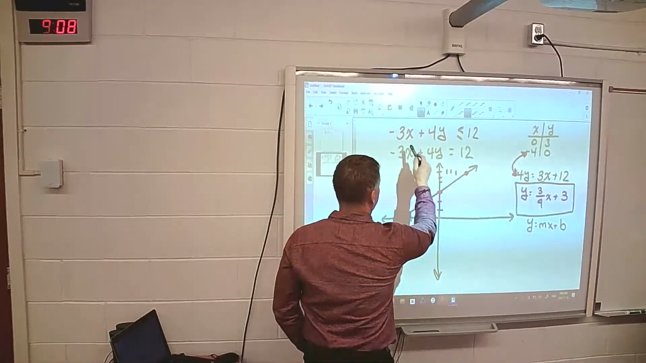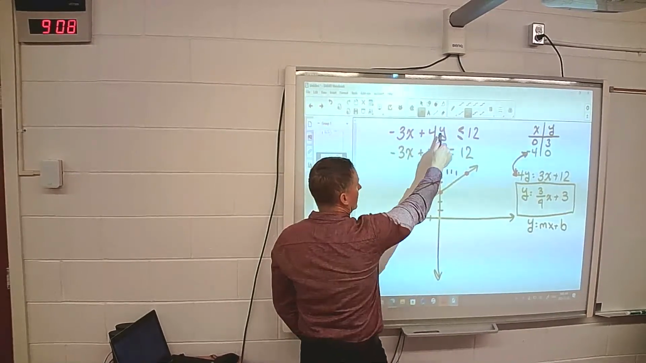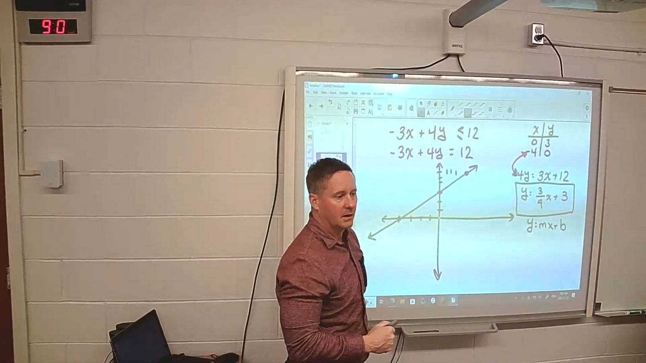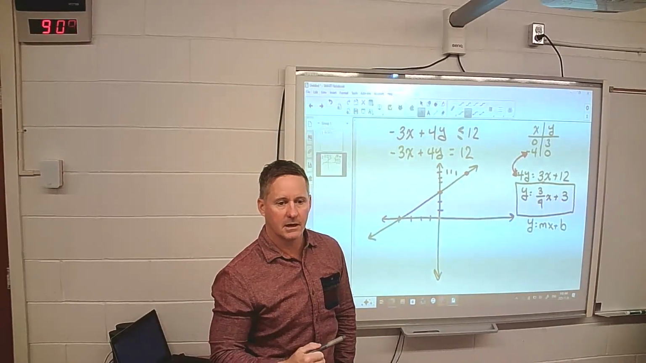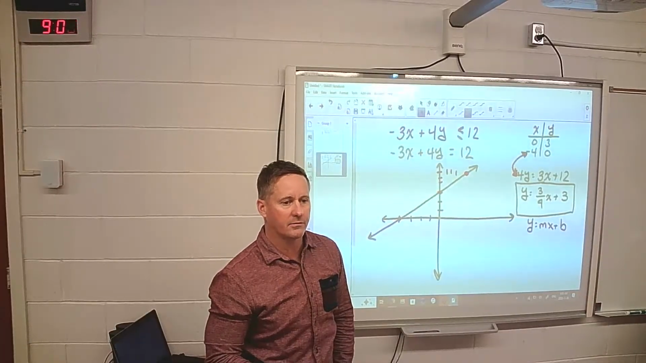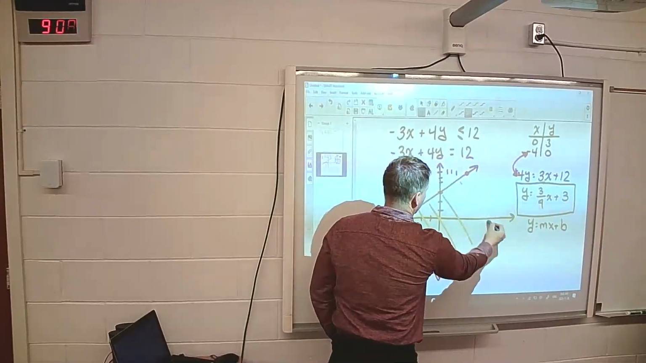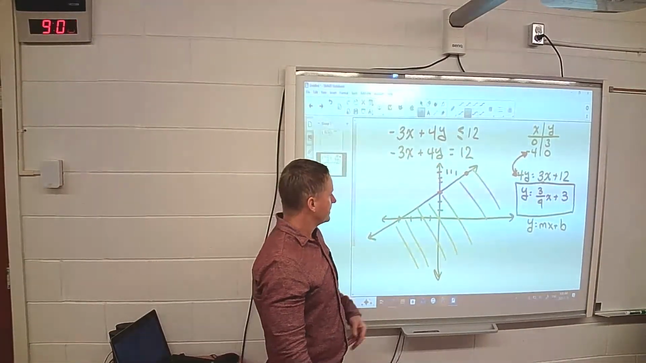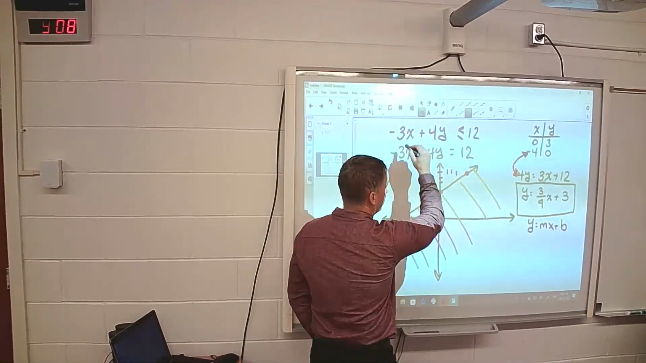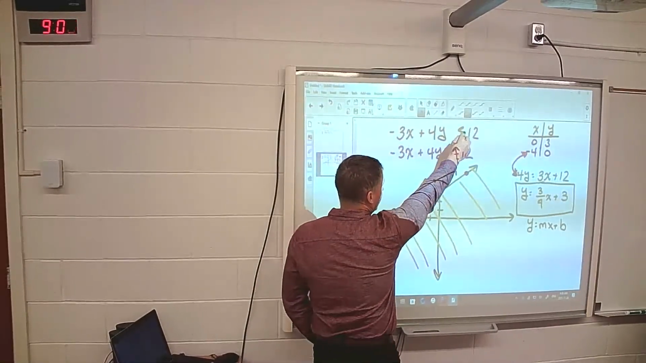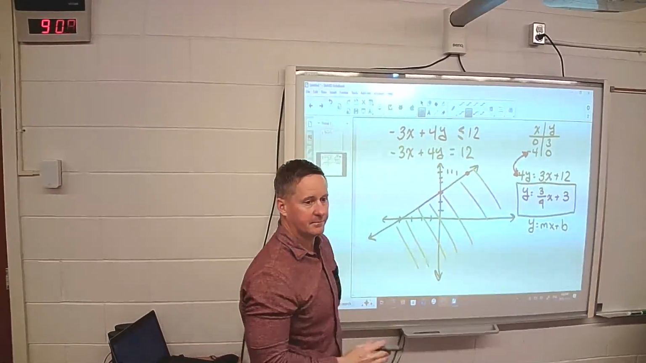So let's put 0 and 0 in here. What's 0 times negative 3? 0. What's 0 times 4? 0. What's 0 plus 0? 0. Is 0 less than or equal to 12? It's less than. That means I shade this region like that. Where do you get 0 from? I picked a coordinate. I chose a coordinate on one side of the line and I plugged it in. If this did not satisfy that inequality, if it was false, then I would shade the other side of it.